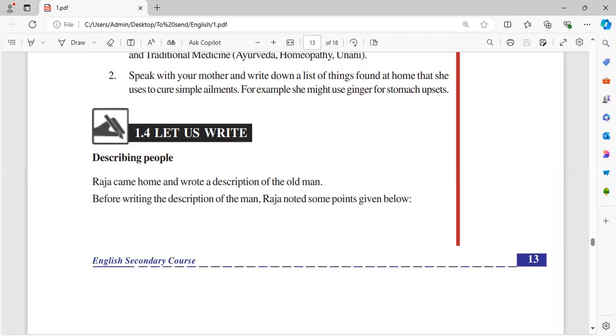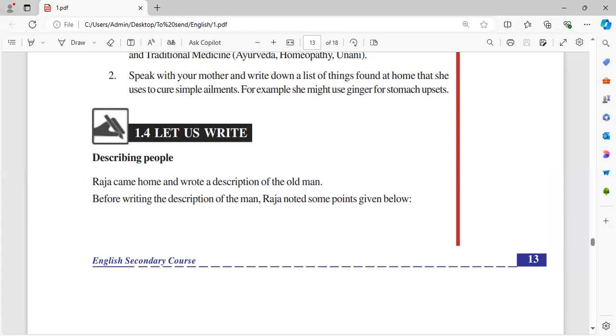And the second one is, speak with your mother and write down a list of things found at home that she uses to cure simple ailments or simple diseases. Also, some years back, in the houses, when somebody got sick, probably the mother or the grandmother may know some traditional means through which they could get rid of the sickness.